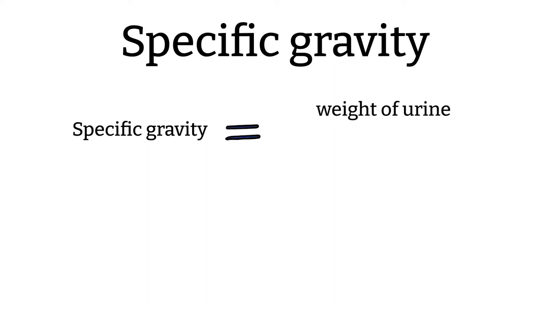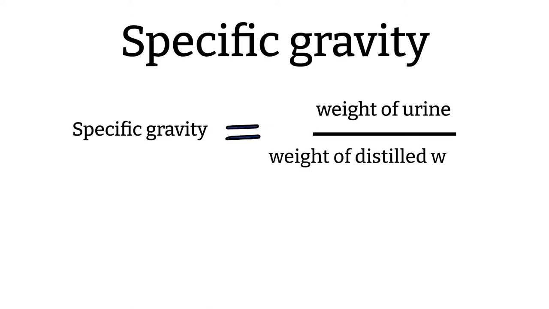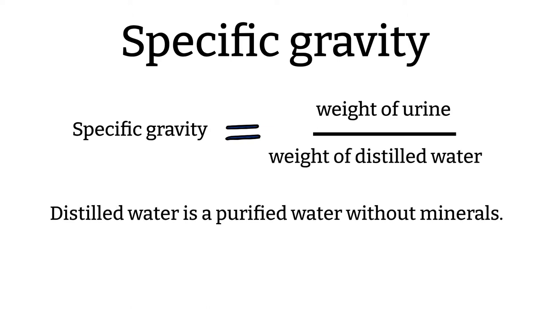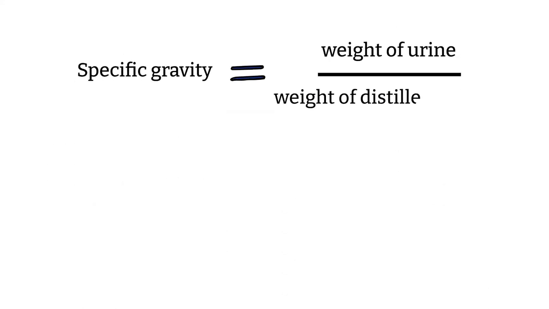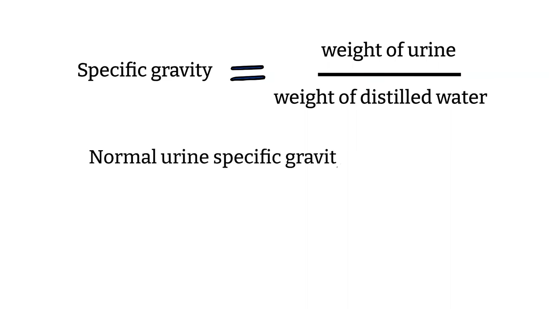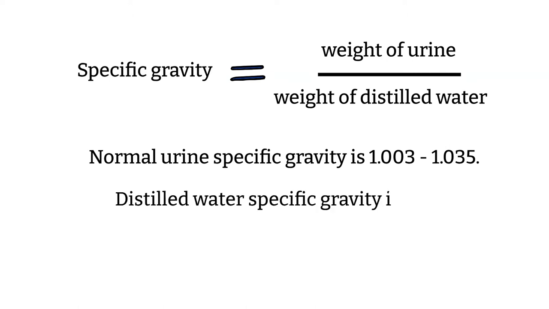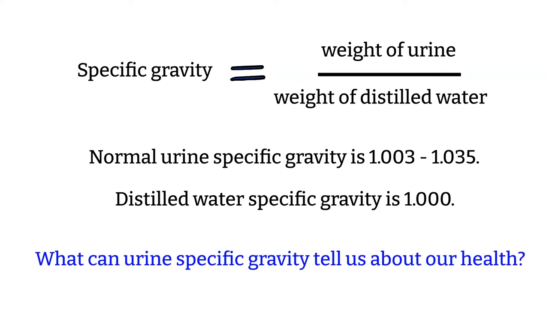The specific gravity is a test that compares the density of the urine to the density of distilled water at the same temperature. Distilled water is purified water without any minerals, while urine has other substances that our kidneys filter out besides water. The normal range of specific gravity of urine is 1.003 to 1.035. Water's specific gravity is 1. There are some conditions that would change the specific gravity of urine, and terminology that a CLS should know because it does show up on exams.